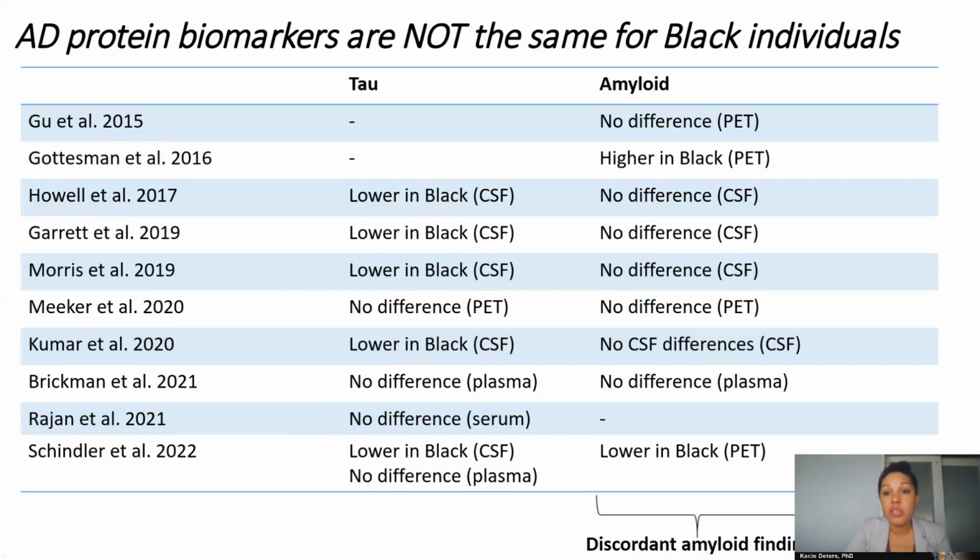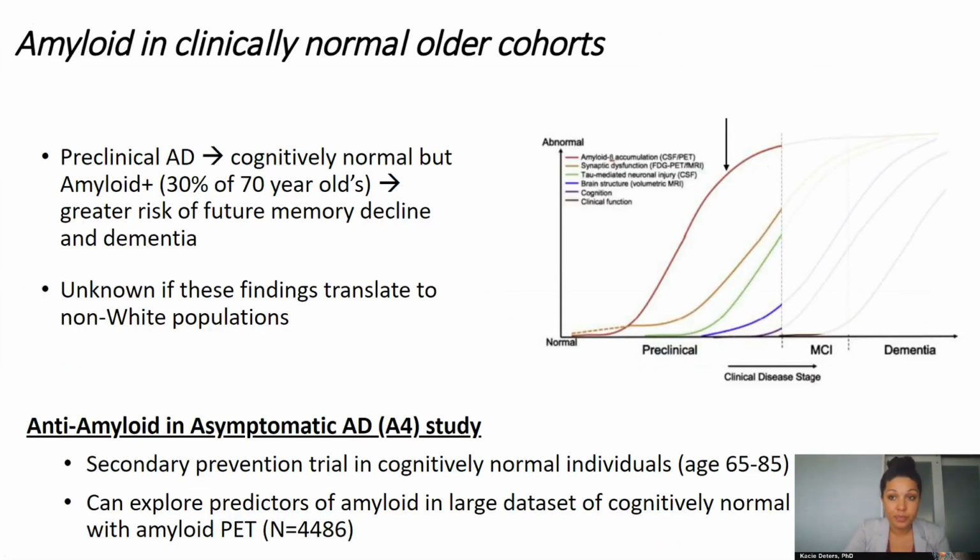And so just further going to an example of that, you can see just by looking at the years here for recent studies that have looked at protein biomarkers, it's been very recent. There hasn't been a lot of work done in this area. And one thing that is noticeable, though, is that there is discordant amyloid findings, whether people found higher, lower, or no difference in amyloid between Black individuals.